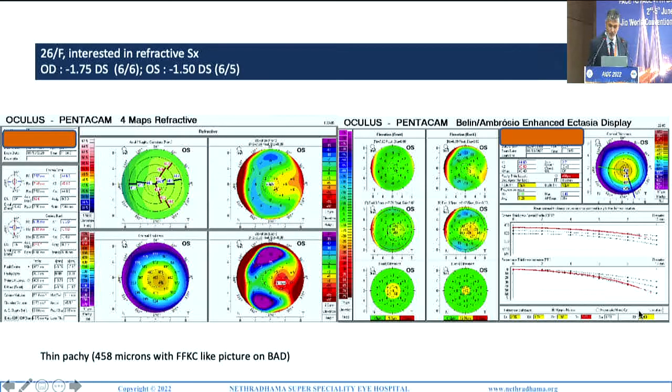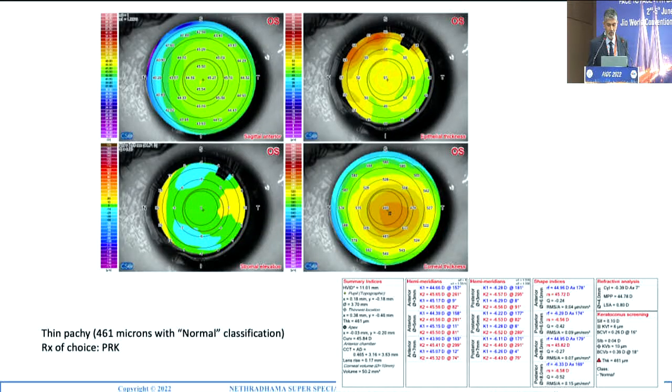What happens is the Pentacam gives more false positives for keratoconus, so the false positivity can be quite high, so it overdiagnoses keratoconus, and this is where we use the MS39 to look at whether this is actually a keratoconic eye or not. And if you look at this MS39, all the indices are normal except the thickness of the cornea, and the classification is normal.